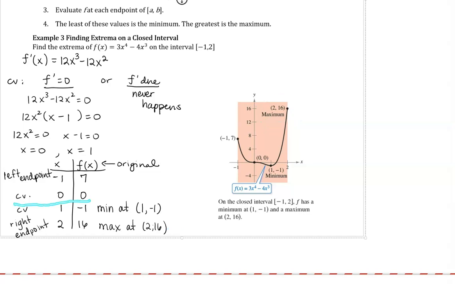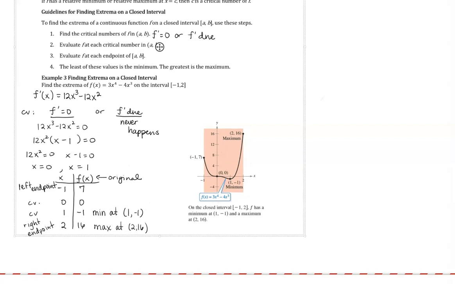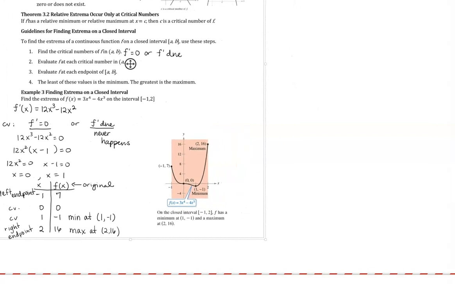Notice that we had a critical value at 0, and that's neither a minimum nor a maximum. So the converse of theorem 3.2 is not true. Just because you have a critical value does not imply that that critical value is a maximum or a minimum. It could be, but it might not be.